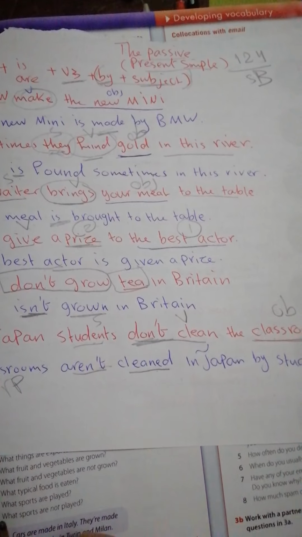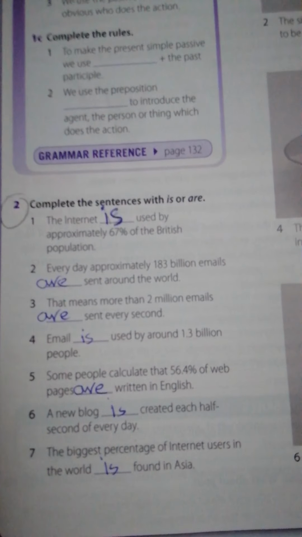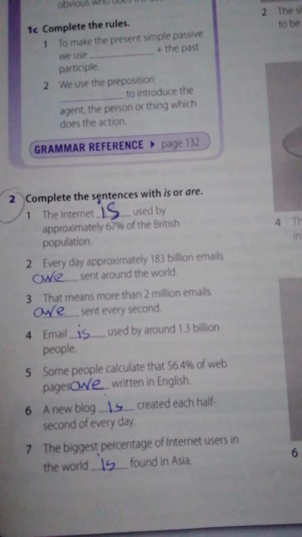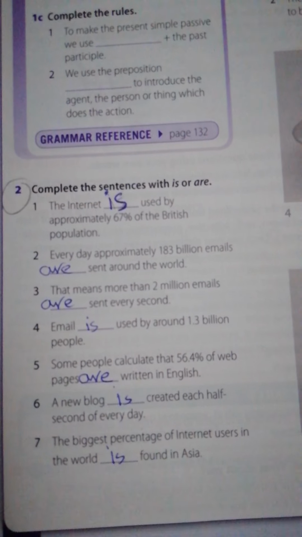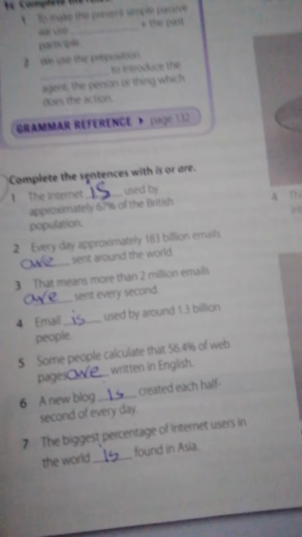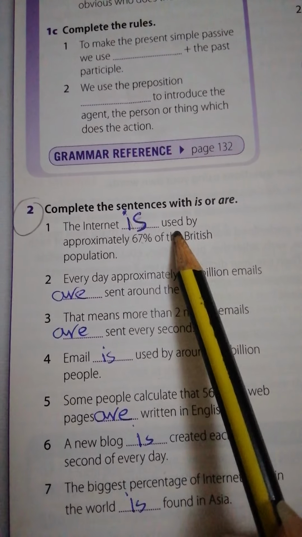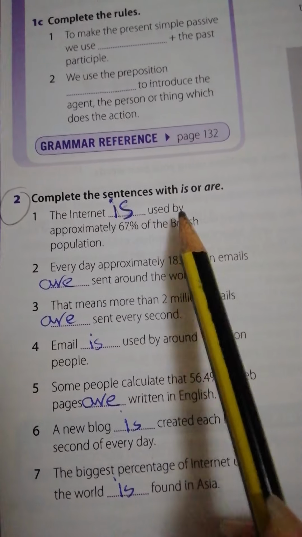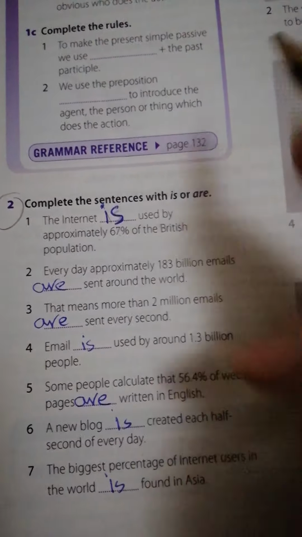by the students. Okay. Now I want you to open your student book, as we said, page 124. Let's do exercise 2. What you have to do here is complete the sentences with is or are. All 7 sentences are in the passive form. You need to know when to use is and when to use are according to the object. So number 1, the internet is singular. Is used, then verb 3. The internet is used by 67% of the British population. This is passive.